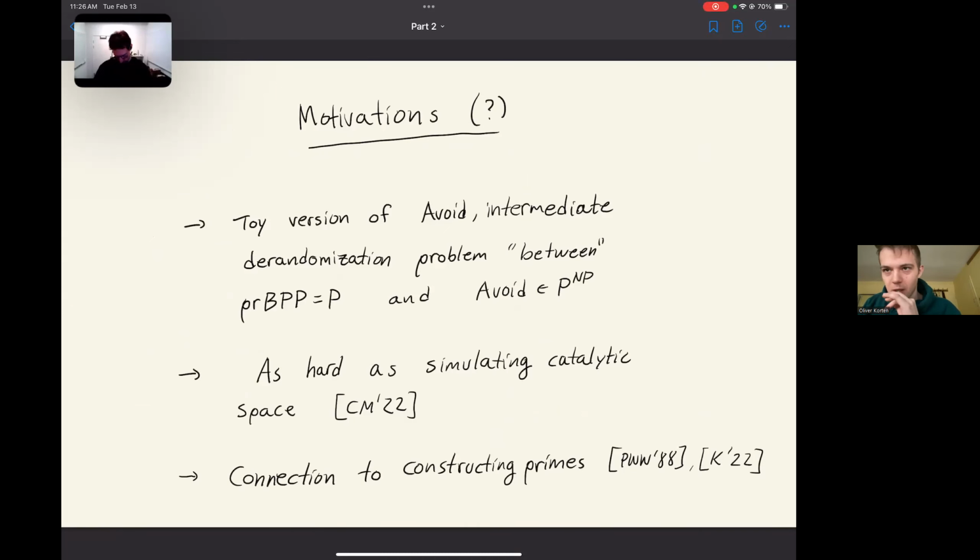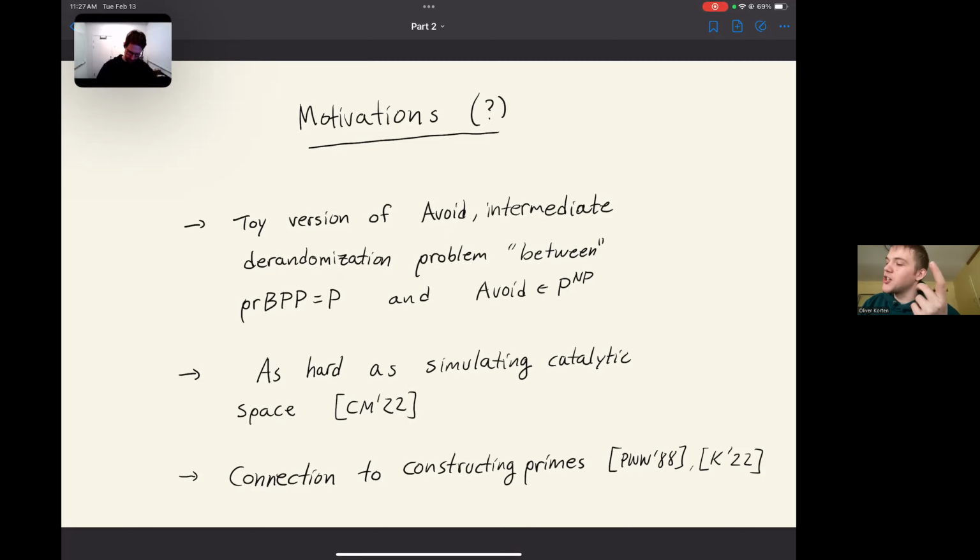My motivation originally for looking at this, maybe the primary one, is that it's a toy version of avoid, an intermediate derandomization problem between, I'll explain more what I mean by this, between derandomizing avoid, where the goal is this P to the NP derandomization, and this problem, which falls more into an NP search problem. Potentially we could derandomize it down to P. Potentially we could derandomize it under different assumptions than range avoidance, and we could learn something about range avoidance by studying it.